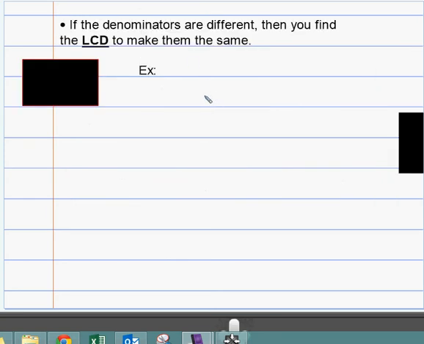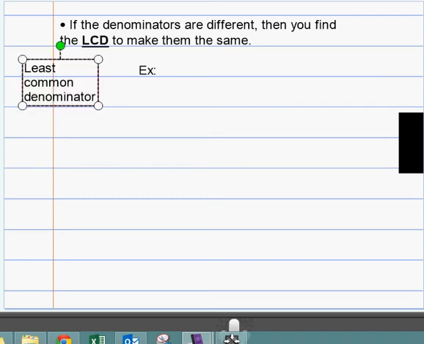Okay, so what happens if the denominators are different? Then you have to find the LCD. You remember what that stands for? That should be the least common denominator. Okay, so we need to find the least common denominator to make them the same. Let's do an example. Let's take 4/5 and add 2/3 to it.